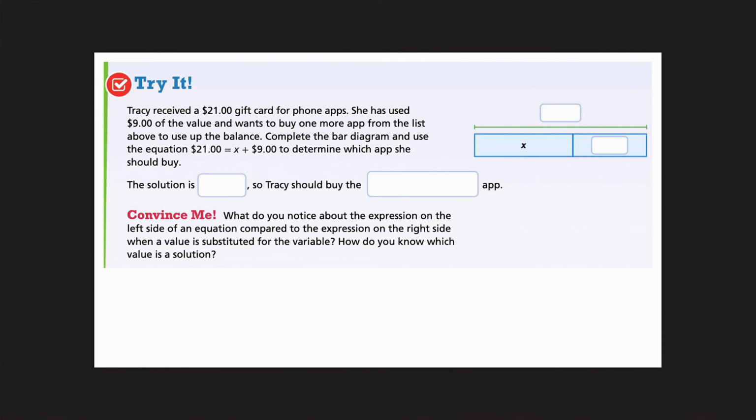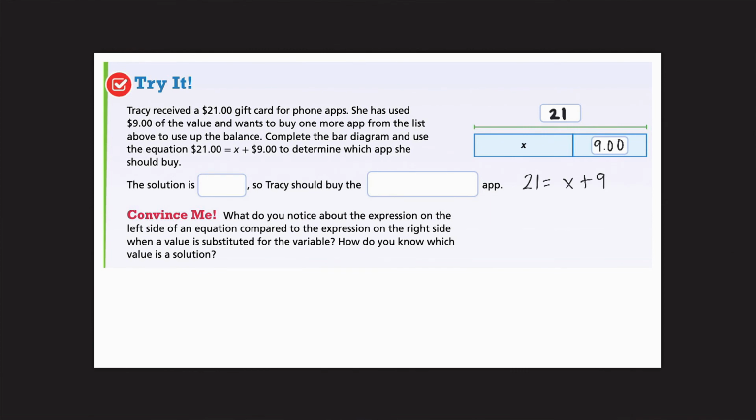Now that you have paused and tried it, because I know you all have, let's do it together. It says that Tracy has a $21 gift card, so that's worth 21 up there. Okay. And it says she has used $9 of the gift card. Okay. She wants to buy one more app from the above list. Complete the bar diagram and use the equation 21. So it gave us our equation, 21 is the same as x plus 9. Okay, so determine which app she should buy.